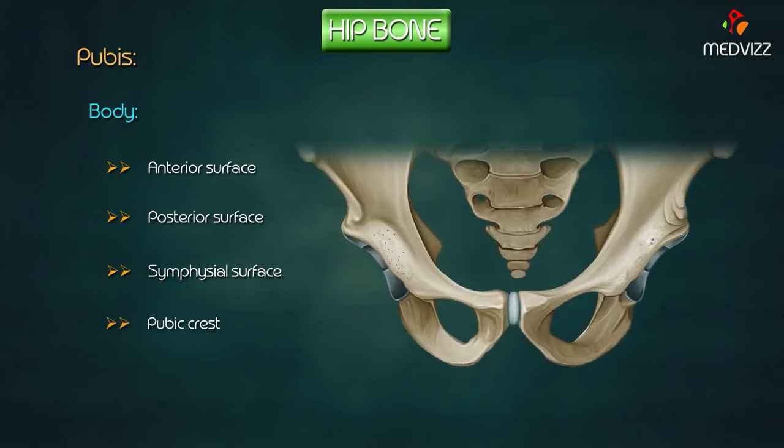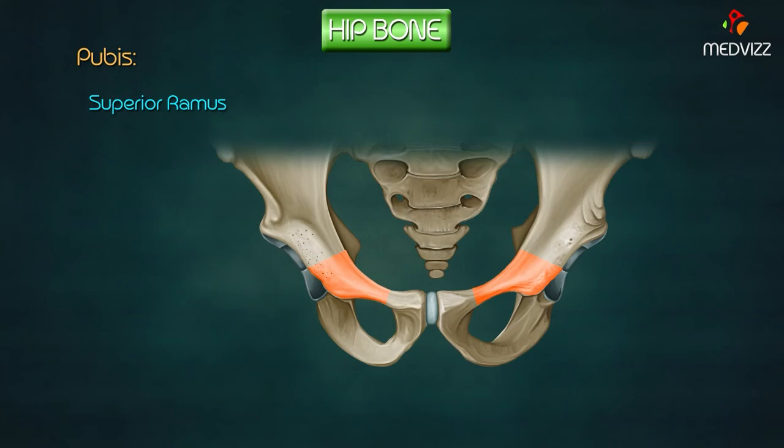Pubic crest is the blunt upper border of the pubis. Pubic tubercle is a rounded projection at the lateral end of the pubic crest. It is crossed by the spermatic cord in males or round ligament of the uterus in females. Superior ramus. It arises from the superolateral angle of the body of the pubis and passes above the obturator foramen and unites with the ilium at the iliopubic eminence.